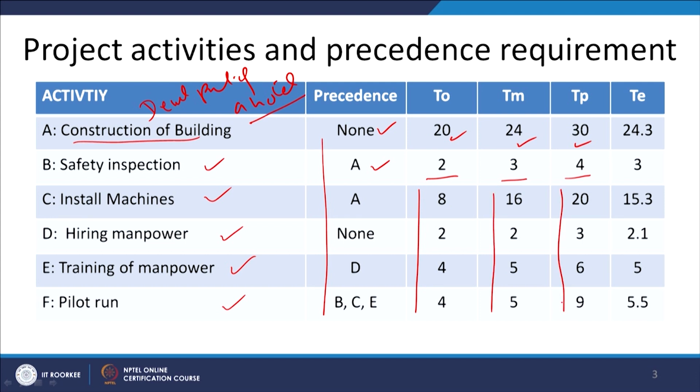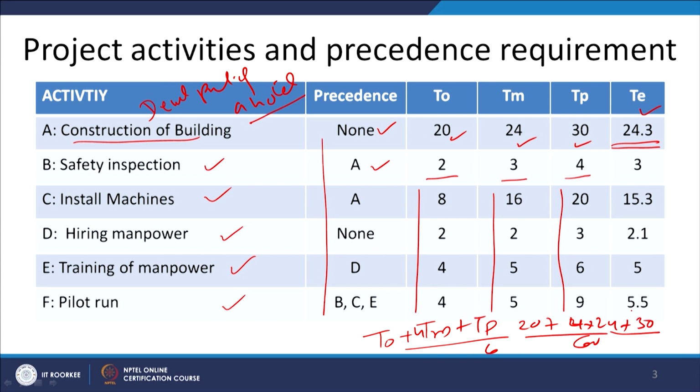These are 6 activities with the corresponding precedence requirements and the optimistic, most likely, and pessimistic time values. Based on these values, using the equation TO plus 4 TM plus TP divided by 6, the expected time values are calculated for each of the activities. Say for the construction of the building, it comes out to be 24.3, by putting in 20 plus 4 into 24 plus 30 divided by 6. Likewise we can put in the values for all activities.